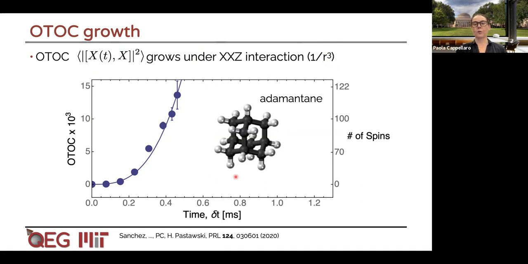And this is what we observed. These experiments were actually done in adamantane, which is a 3D crystal, so quite strong coupling. What we see is that as a function of time, the OTOC will grow quite rapidly. And we can actually relate that to how many spins are correlated. So we see that we can correlate on the order of more than 100 spins. So this is how many spins are interacting.